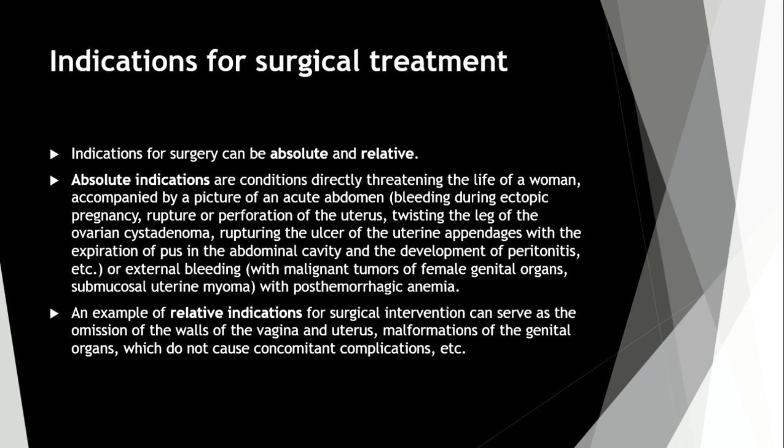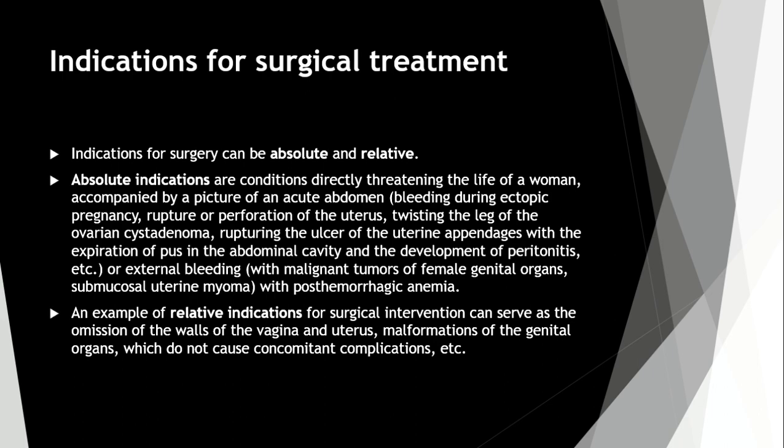Indications for surgery can be absolute and relative. Absolute indications are conditions directly threatening the life of a woman or man, accompanied by a picture of an acute abdomen: bleeding during ectopic pregnancy, rupture and perforation of the uterus, twisting of the leg of an ovarian cystadenoma, rupture of an ulcer, perforation of any organ, peritonitis, appendicitis, gangrenous cholecystitis, and so on.